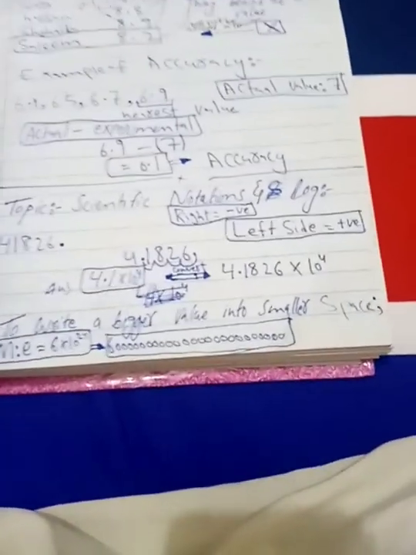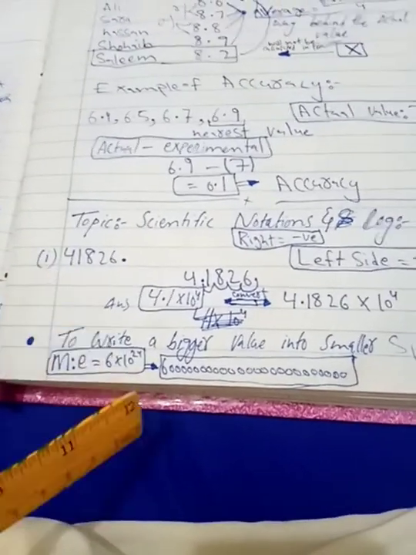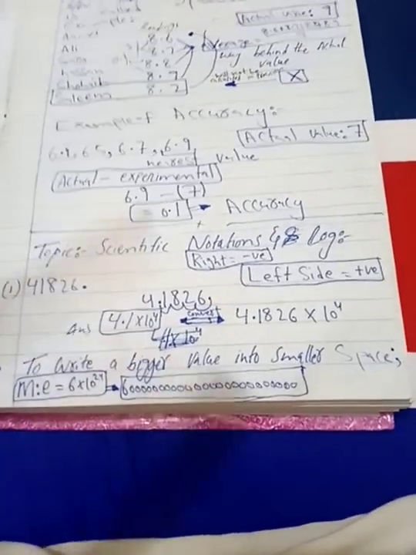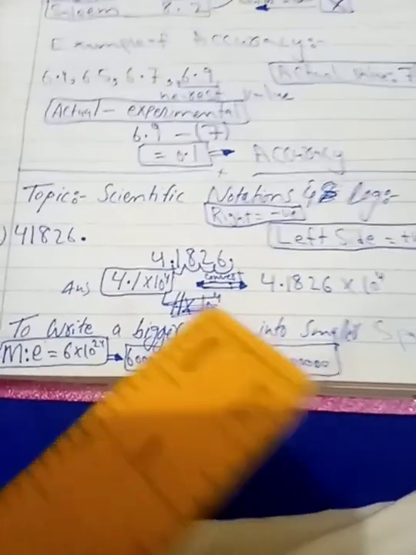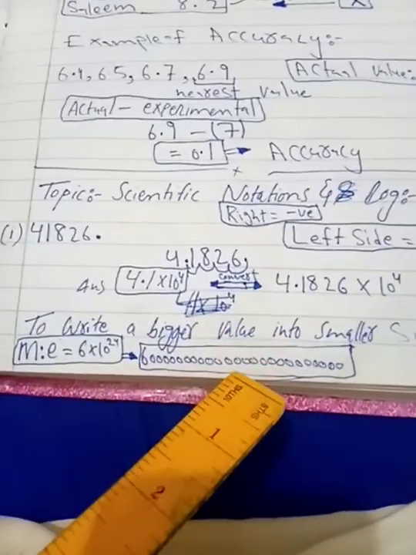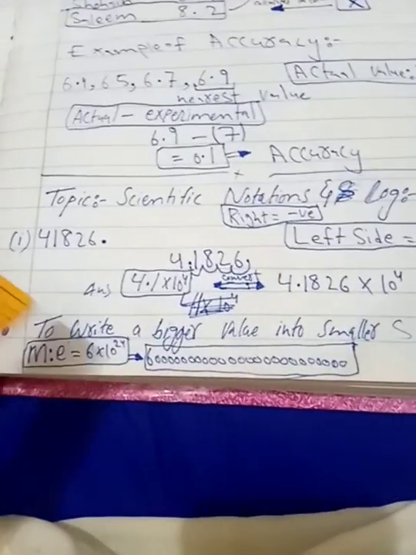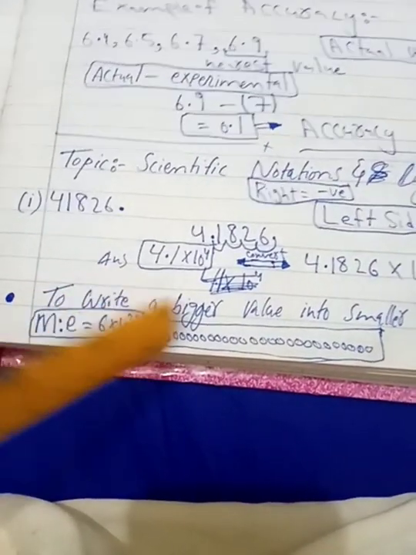The next topic we have is scientific notation, and the definition is to write a bigger value in a smaller space. For example, the mass of the earth is 6 followed by 24 zeros. It is difficult for us to write this bigger value in this space, because we do not have that much space to write it. Because of this, we can write it like this, and this 10 power represents the zeros.